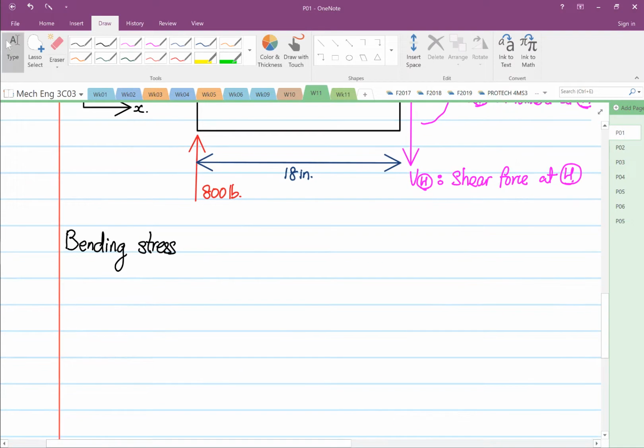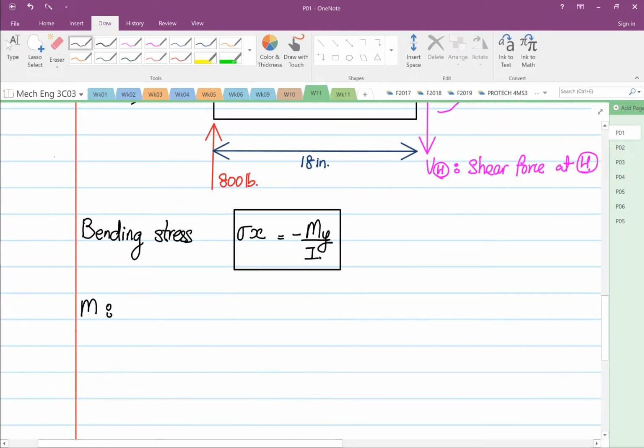So our bending stress is equal to stress X. Stress in the X direction is equal to minus My over I. This is the formula where M is the bending moment, and this will be in pound-inch or Newton meter.